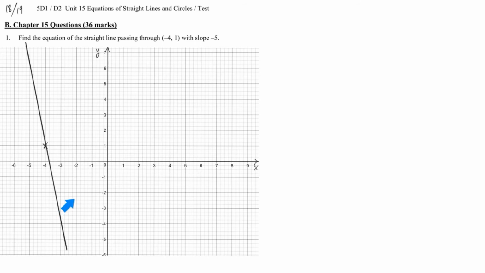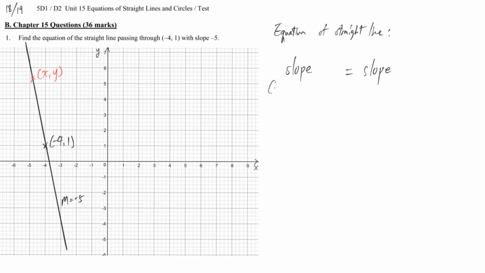What we need is to get the equation of this line. It passes through the point negative 4, 1. And then don't forget to express it. You need to use xy, that means a general point. Any point on this line is represented by xy. We are finding any combination of xy that fulfills the straight line requirement. So for the equation of a straight line, the only requirement is that the slope equals the slope. Left hand side, the slope in terms of x and y to express it.